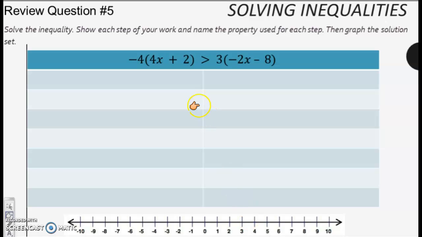Question number 5, we want you to solve the inequality and show each step of your work and name the property used for each step. Then graph the solution set on the number line.